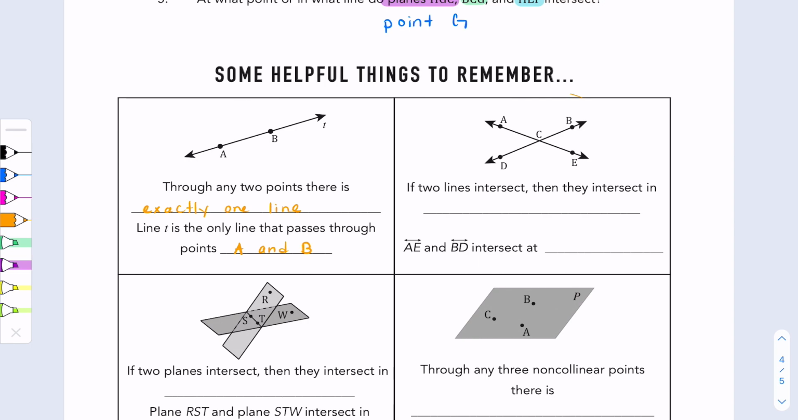For the next section, if 2 lines intersect, they intersect in exactly one point. Here's the 2 lines that we have. You can see they intersect here. So line AE and line BD intersect at point C.